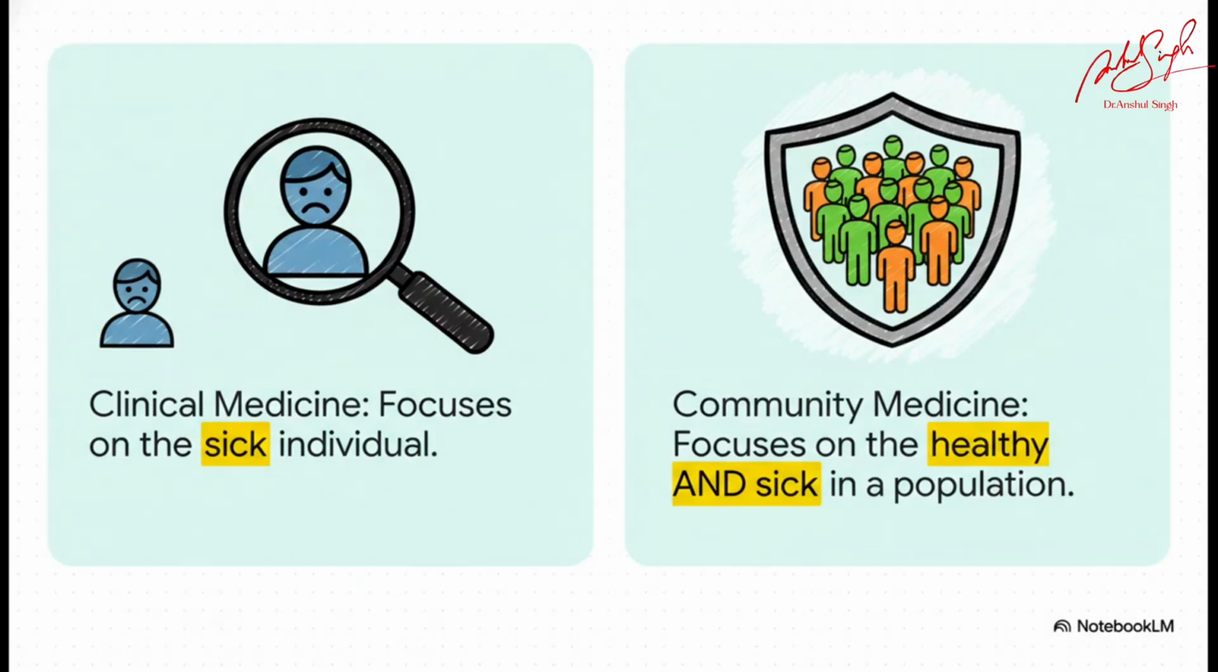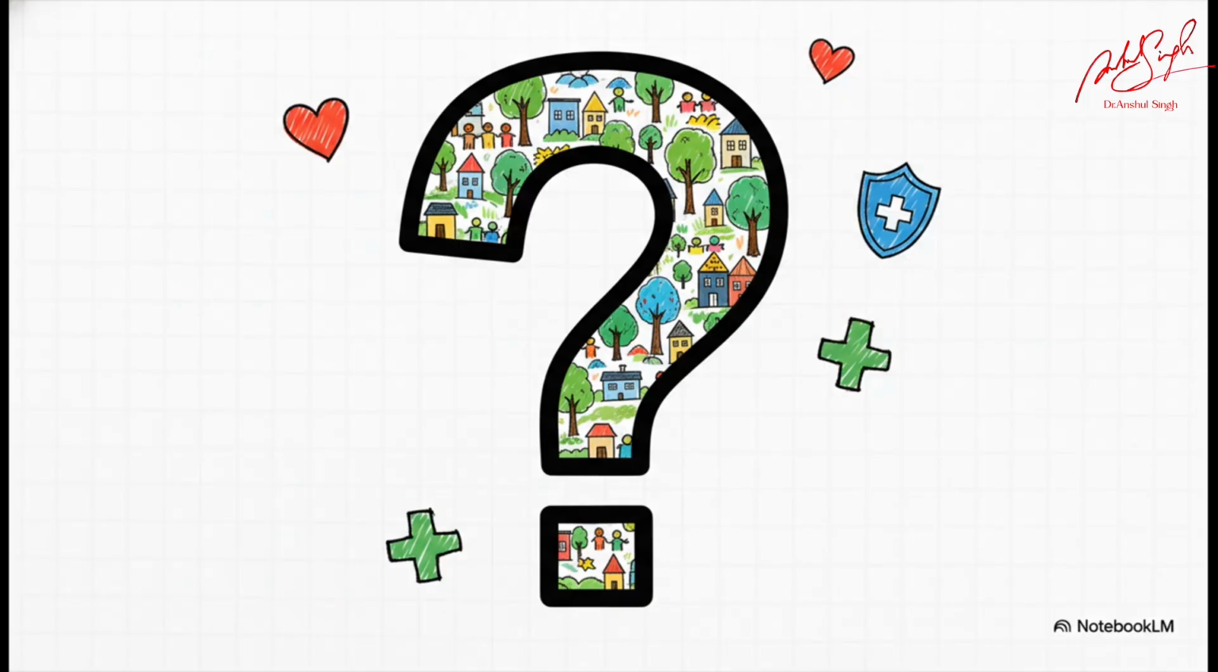And this is where you can really see the difference. The kind of clinical medicine we're all used to, it's usually reactive. You get sick, you go to the doctor, they treat you. Simple. But community medicine, it's proactive. It looks at everybody, the healthy people and the sick people, to figure out how to improve the health of the whole group. So really, it all boils down to asking a totally different kind of question. It's not, hey, how do I cure this person's flu? Instead, it's, okay, how do we stop a flu outbreak from hitting this entire town in the first place? See the difference? It's all about being proactive, not just reactive.